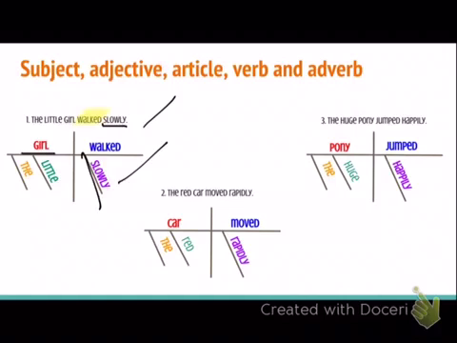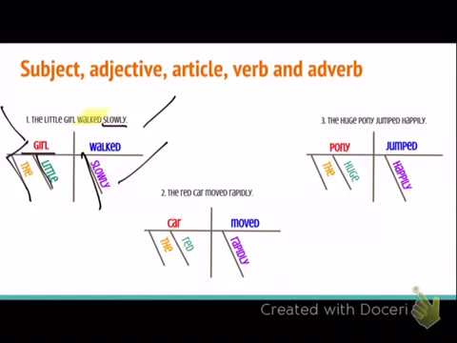Now, who is walking? Who walks slowly? The little girl. So we're going to write girl here, and the is an article. It's describing the girl, and then little. It's like not a big girl. It's not a normal girl. It's a little girl, and it's describing the girl. So we're also going to write it below girl.